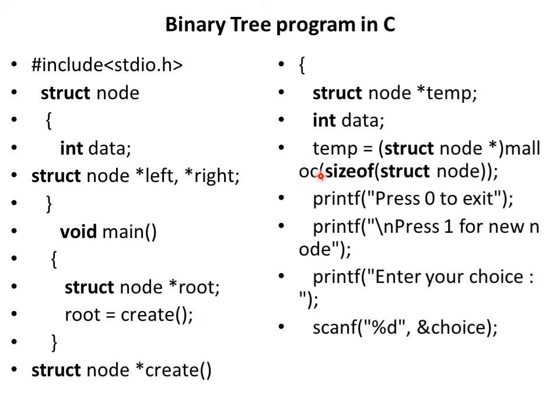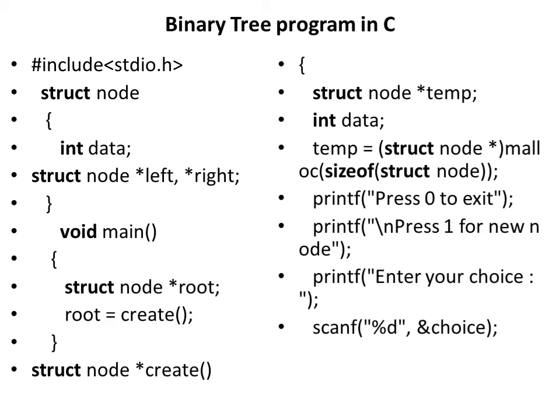Now I will allocate memory to a temp variable. For this I am using dynamic memory allocation that is called malloc. Here you can see temp equals struct node star malloc size of struct node. Here what happens, the node will allocate memory to the temp and it can be considered as a temporary node.